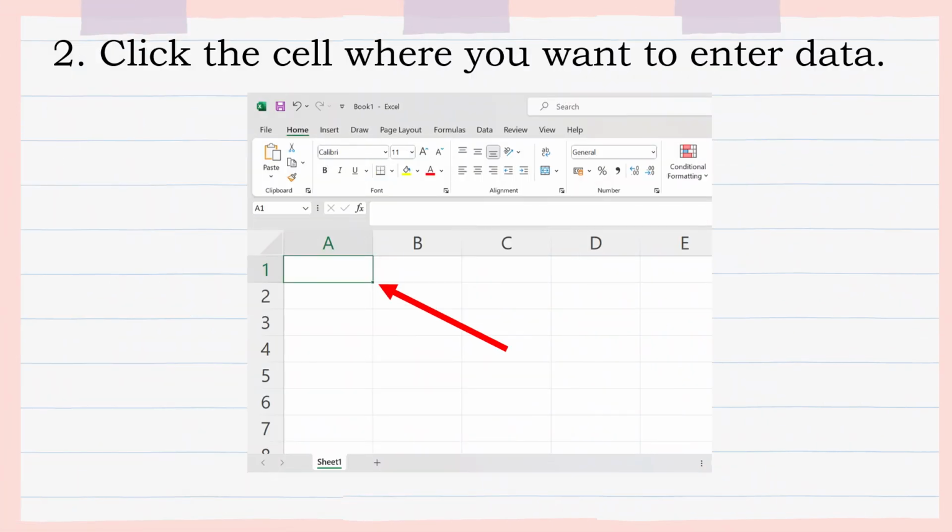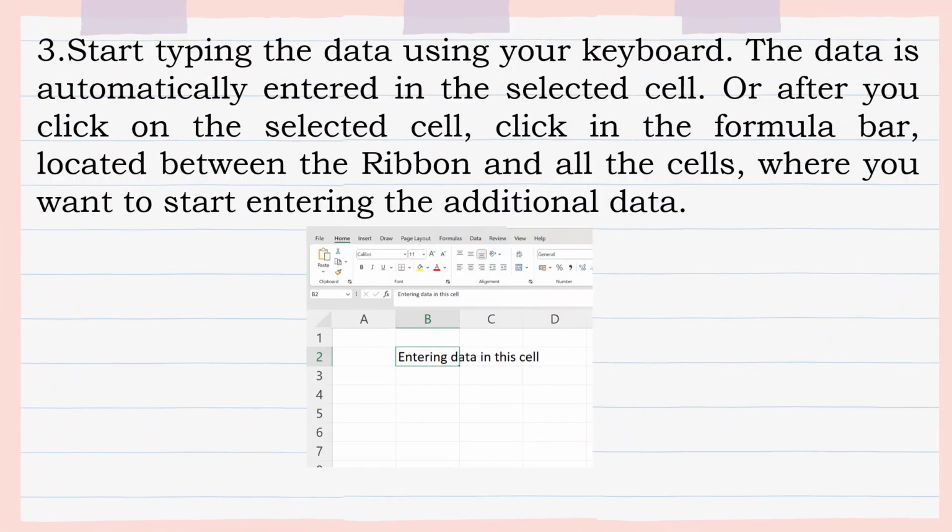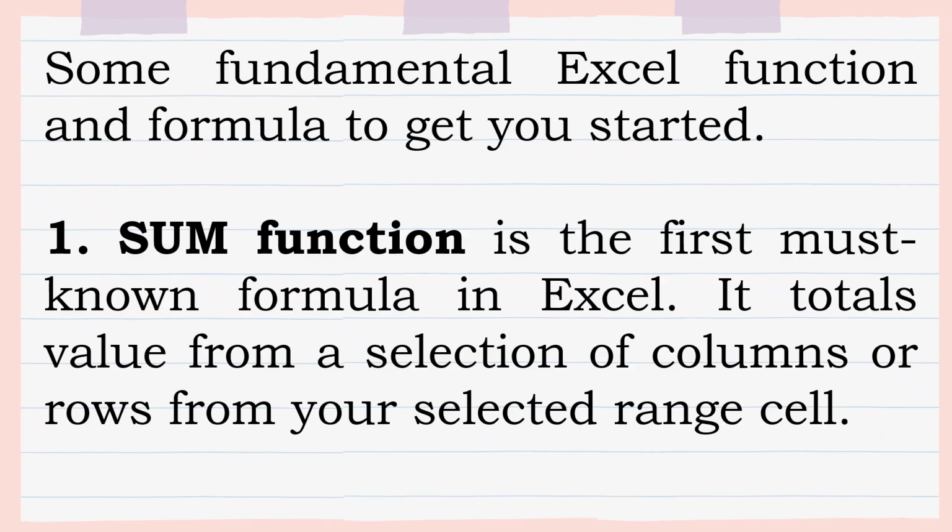Next, click the cell where you want to enter the data. And then start typing the data using your keyboard. The data is automatically entered in the selected cell. Or after you click on the selected cell, click in the formula bar located between the ribbon and all the cells where you want to start entering the additional data. That's it. So, some fundamental Excel functions and formulas to get you started.